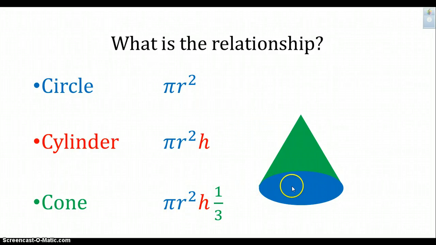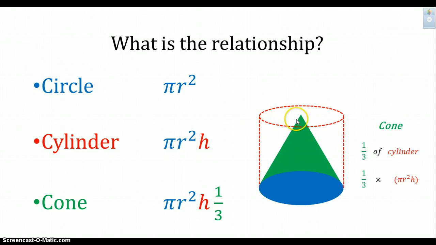The cone as well has a circular base. It still has the height because it's still tall, but now it has shrunken down. So you can see where the dotted outline was the cylinder, and so it's 1/3 of, meaning multiply, the formula for the cylinder, so it's in red there.